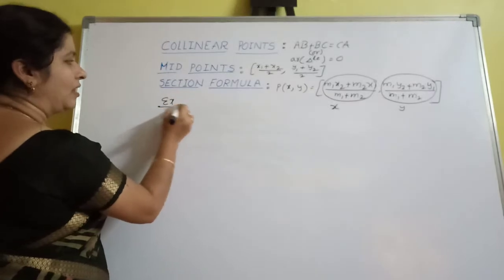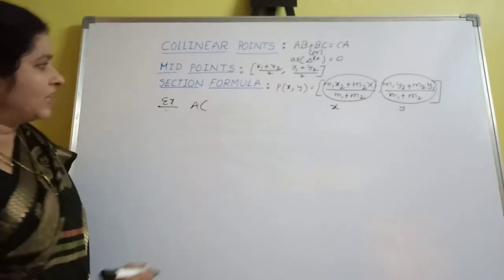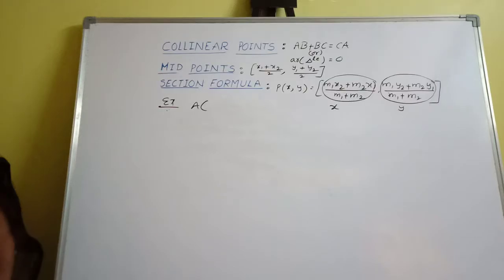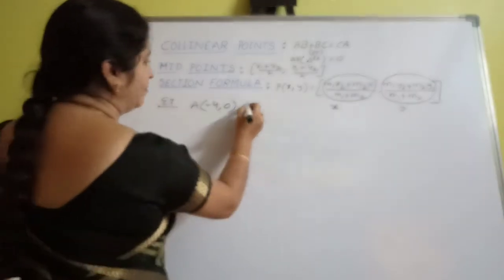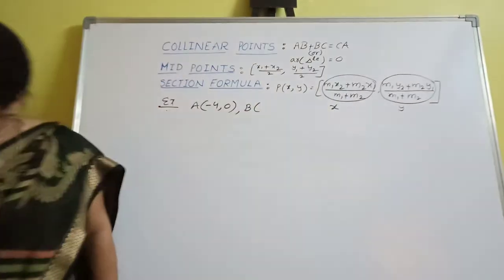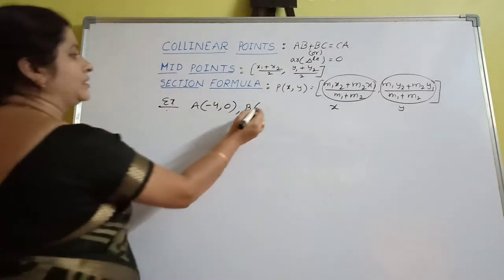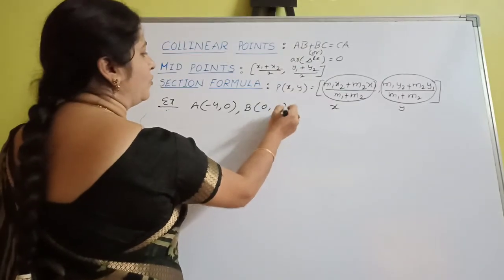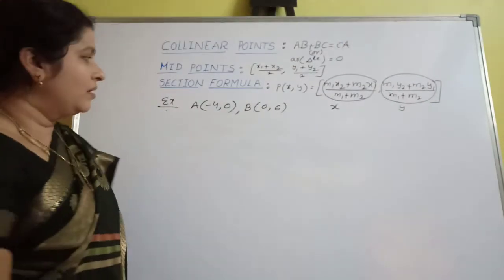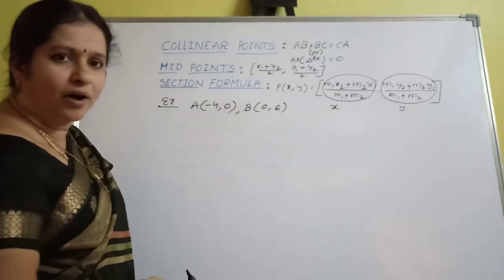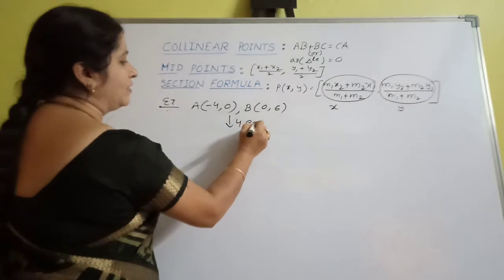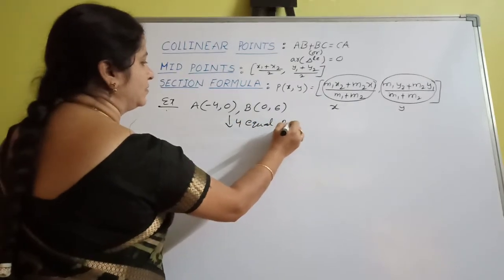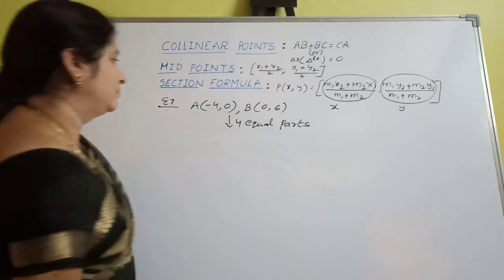Example: find the coordinates of the points which divide the line joining the points A(-4, 0) and B(0, 6) into 4 equal parts.